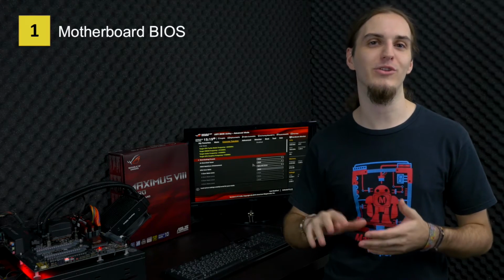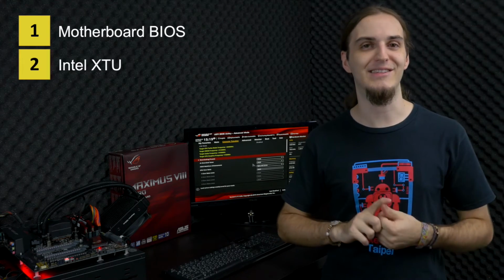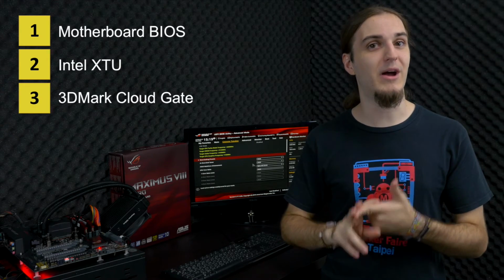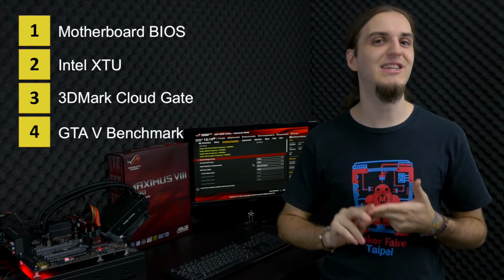To do the overclocking, we will use different tools. First of all, to do the actual overclocking, we will be going into the BIOS to change all the different settings. Then, in the operating system, we will use three different benchmarks. First, Intel XTU, second, 3DMark CloudGate, and finally, the GTA 5 benchmark. All the benchmarks and all the tools can be found in the description below.